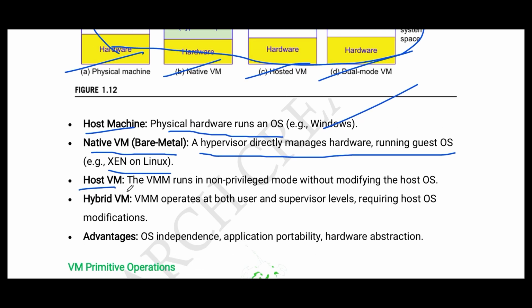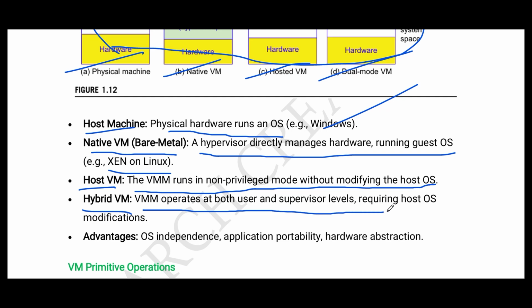Host VMs: the VMM runs in non-privileged mode without modifying the host OS. Hybrid VMs: the VMM operates at both user and supervisor levels, requiring host OS modifications.